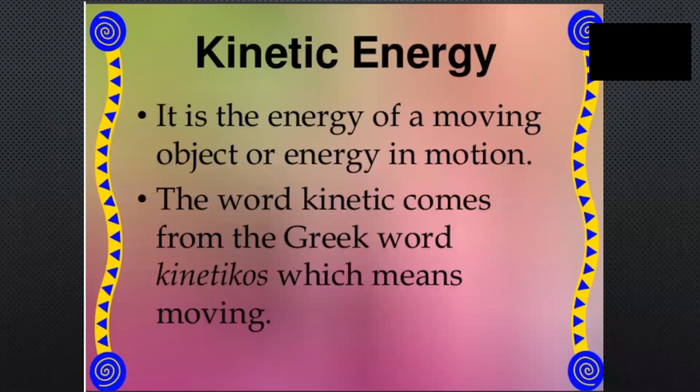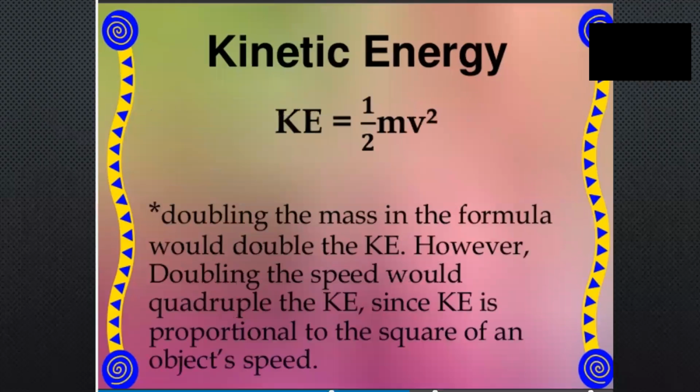The word kinetic comes from the Greek word kinetikos, which means moving. So where does kinetic come from? You can't ask why we don't call it moving energy, because the word kinetic is from kinetikos. This is a Greek word that means motion or moving.